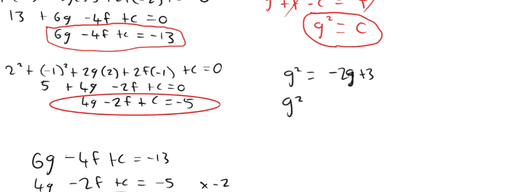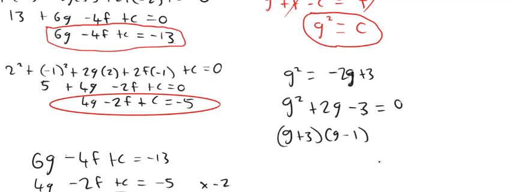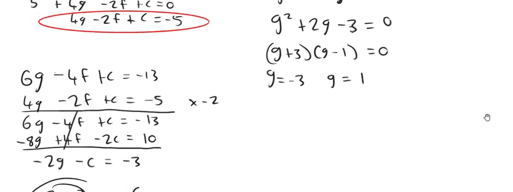So we get g squared plus 2g minus 3 is equal to 0. So we have (g plus 3)(g minus 1). I'm just solving for g now. So g is equal to minus 3, or g is equal to 1. So that's just factorizing and solving. So I've got two values of g.